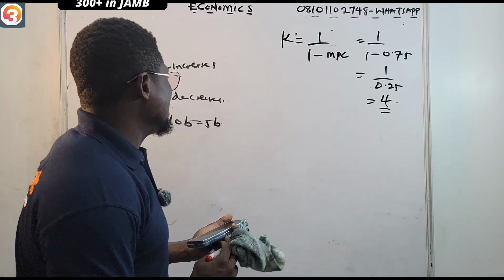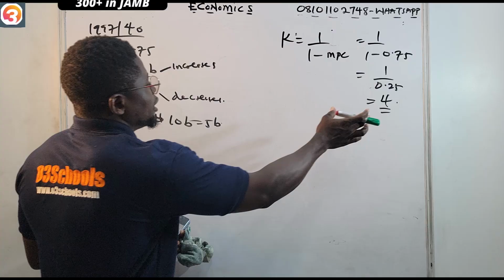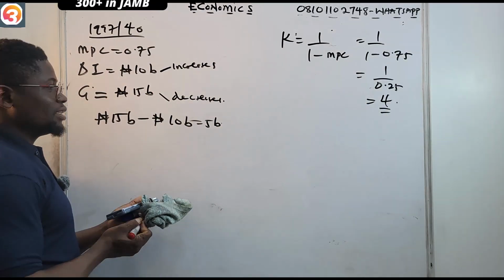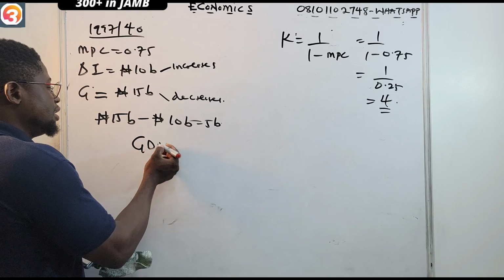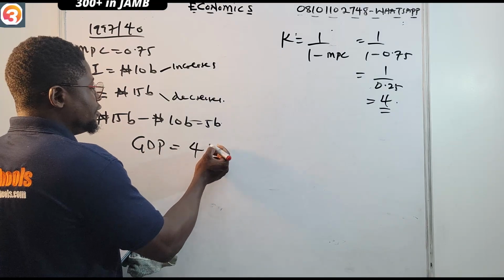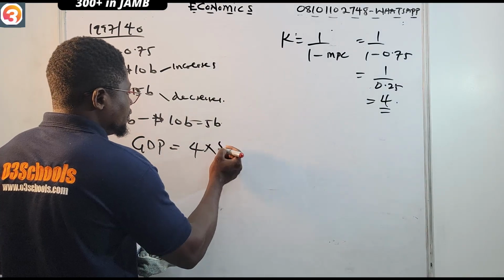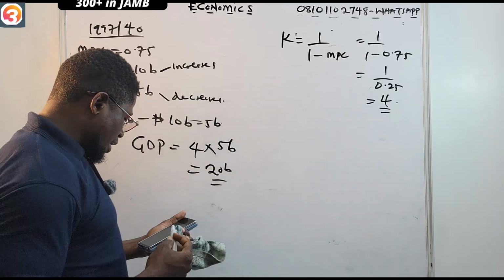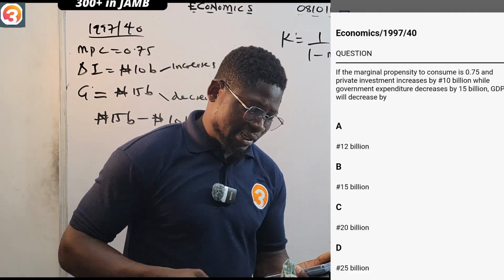Once we know that our multiplier is 4 and our net difference is 5 billion, GDP will decrease by the multiplier times 5 billion, which is 20 billion. Check our options. Option C is the correct answer.